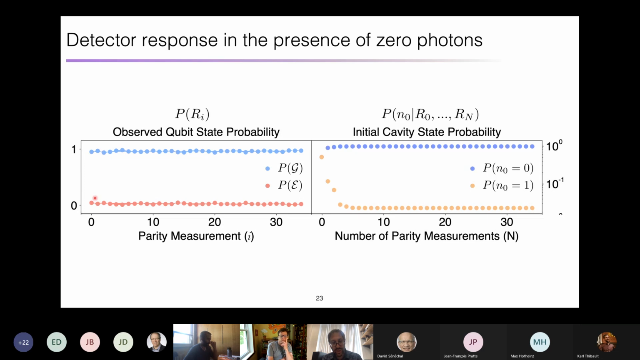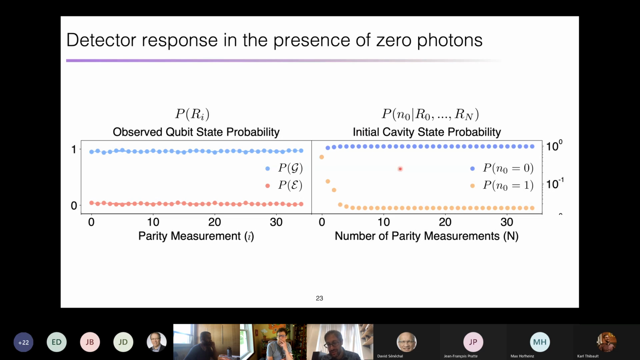And so we do these parity measurements, and basically nothing should happen. So this is the ideal case, like if nothing were to go wrong. This isn't data. This is what you should observe. And this is then what the probabilities that you would actually infer.